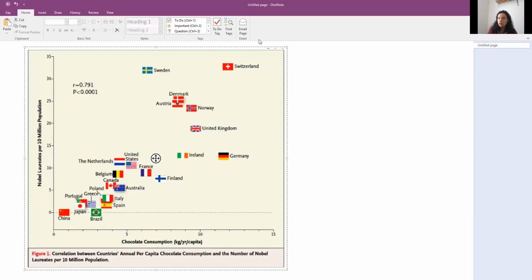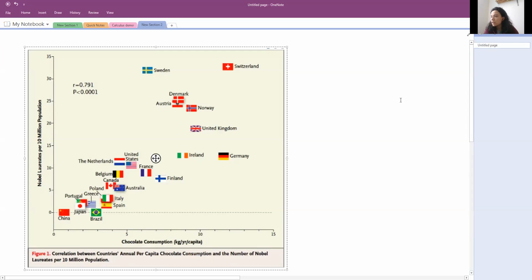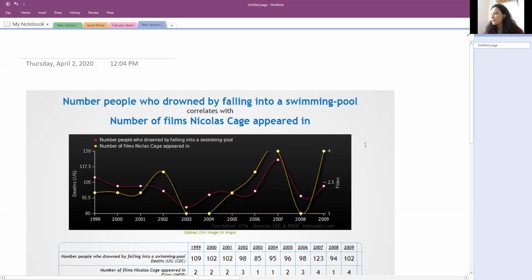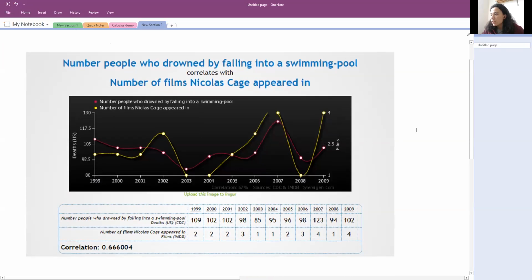Now, what about if I talk to you about this correlation over here? So this is the number of people who drowned by falling into a swimming pool. And there's a correlation between that and the number of films that Nicolas Cage appeared in a given year. So you can see in years that there were more people that drowned, there were more Nicolas Cage movies.